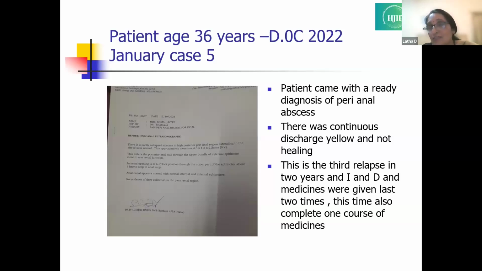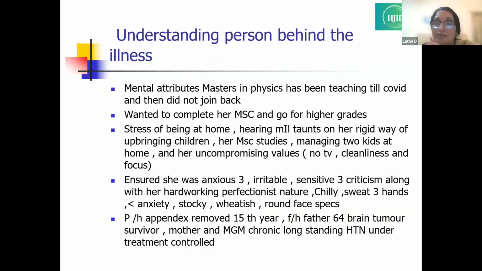This is the third time she's getting it in the matter of 2 years. This time also she has taken another mode of treatment in the last 1 month, but she does not want to go for surgery. Now, what does this case indicate? There's something that is blocking the healing of this abscess, and we need to understand that. Now, let's examine her. A lady, masters in fixed, came during the COVID time, 2020-21.